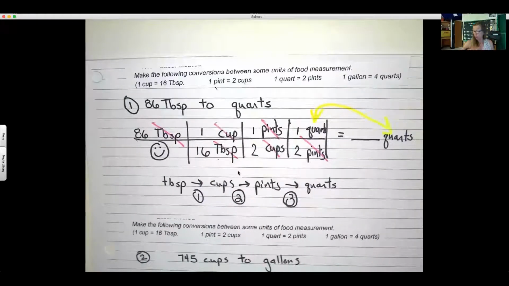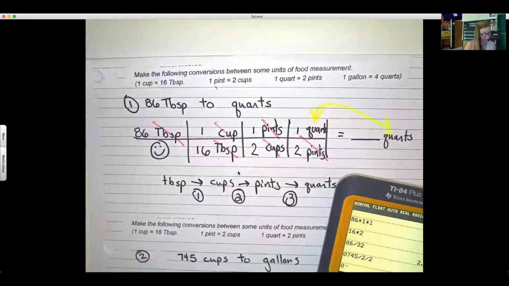So you get out your calculator and you do it. Look at me not prepared. My calculator, oh, there it is.